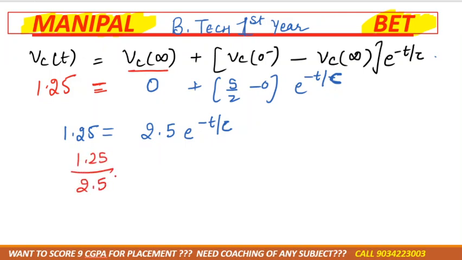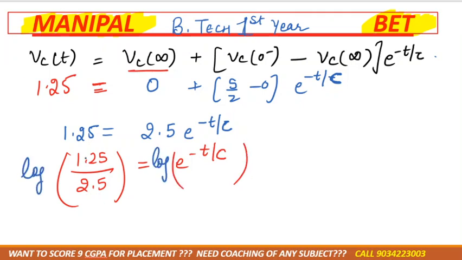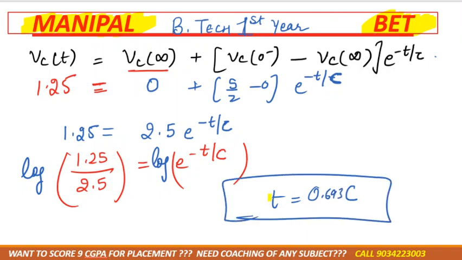How will you solve it further? 1.25 divided by 2.5 is equal to e raised to the power minus t by C. Then to remove e, can we take log on both sides? Because log e is 1. After solving it, you will get some value, and then you will get the value of time in terms of C only. Calculate it now. See, after solving it through the calculator, do it as your homework, you will get 0.693 C. Okay, so this is the final answer.